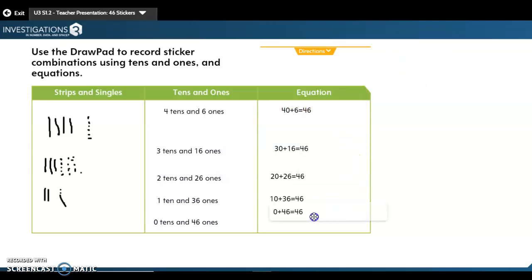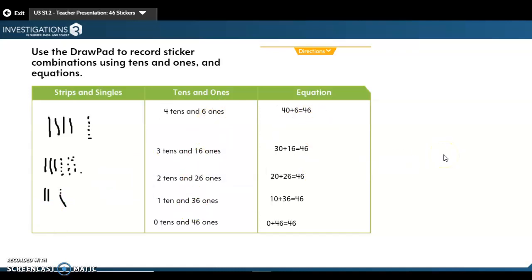So this should have been all of the ways that you found, all the combinations that you found to make 46 stickers. So do we have them all? Do we have all the combinations? And how do you know that? What is something you notice when you look at these lists? Now notice Miss Hickman did not finish filling out the strips and the singles just because it was a little bit hard on the computer, but we've got them all filled in here on the chart. So what do you notice?